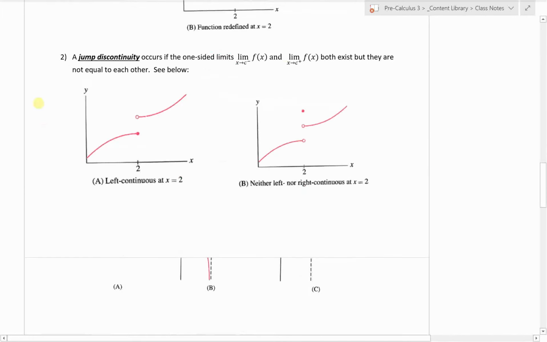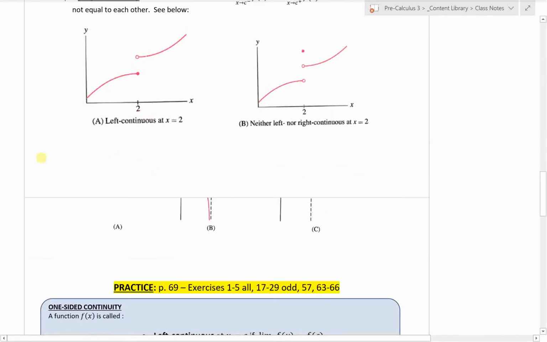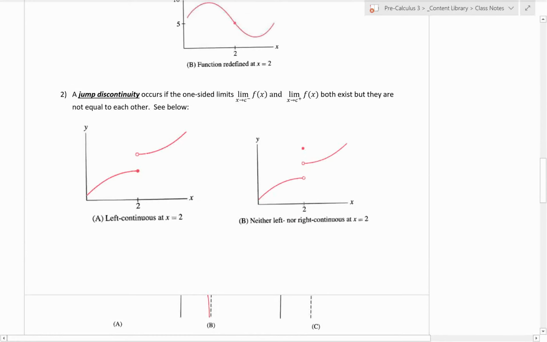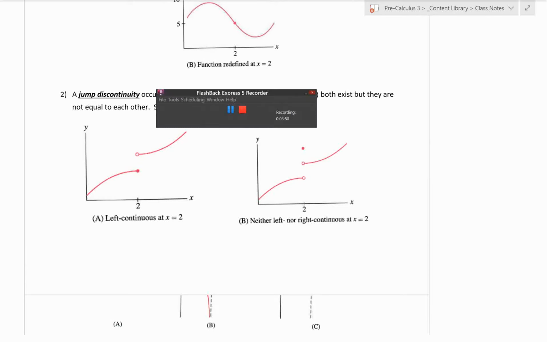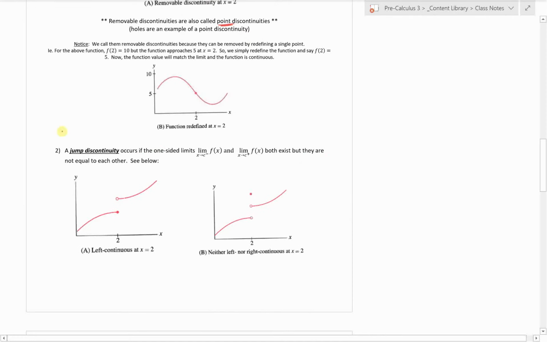Another type of discontinuity that we talked about is a jump discontinuity. A jump discontinuity occurs when the following happens. Here in this case, the main key thing is that the limit doesn't exist in a particular way. The function value may or may not exist, but the limit doesn't exist, and it has to not exist in a particular way. That is to say, the left-hand limit and the right-hand limit are not equal to each other.